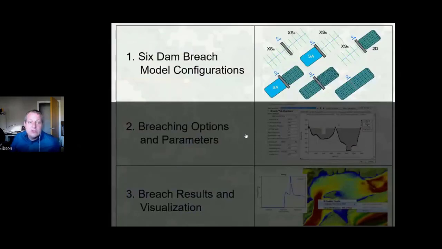Okay, so those are the 6 dam breach model configurations. I'm sure that we've got three by 3 here. There's other combinatorial ideas that you could come up with, but these are the main ways that it's done.